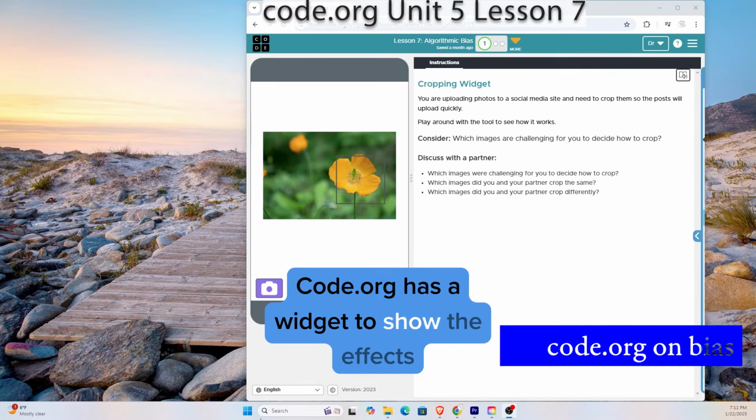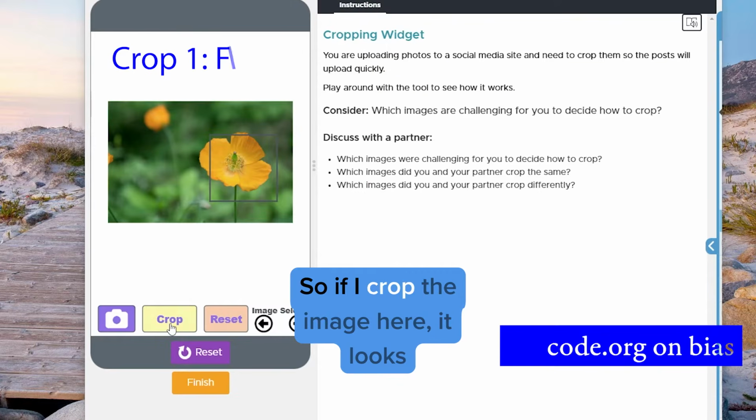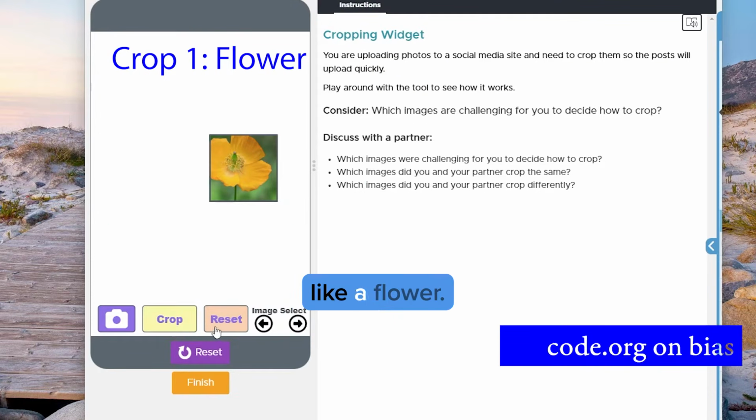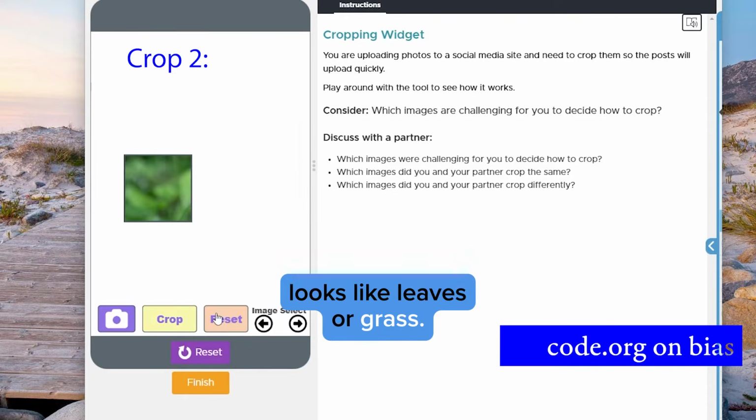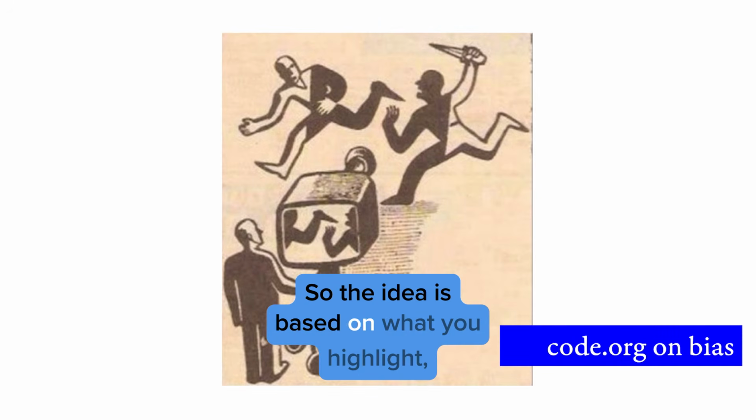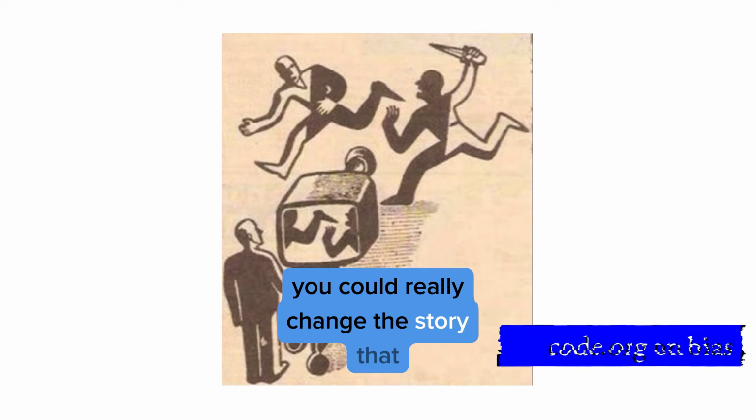Code.org has a widget to show the effects of bias. So if I crop the image here, it looks like a flower. And if I crop the image out here, it looks like leaves or grass. So the idea is, based on what you highlight, you can really change the story that you're telling.